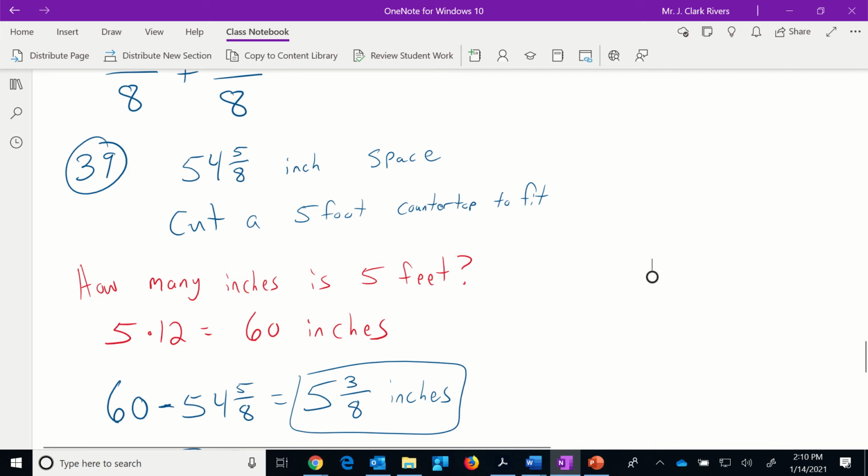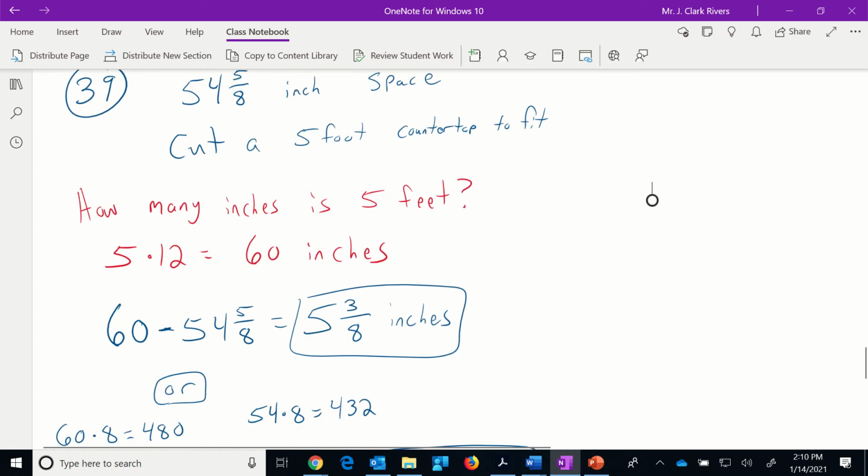When we cut it, we need 54 5/8 inches left. So how do we do that? 60 minus 54 5/8 gives us 5 3/8 inches. This is how much we're going to cut. We're going to cut 5 3/8 inches. That's one way to do it.